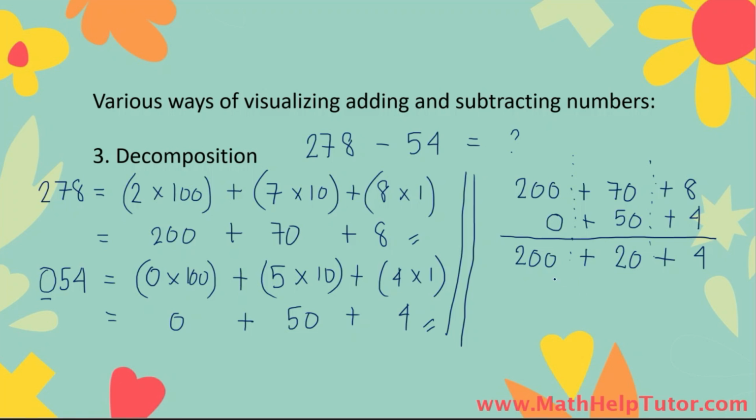So our new number is 200 plus 20 plus 4, which is 224, which is the answer to this question. 278 minus 54 is 224.